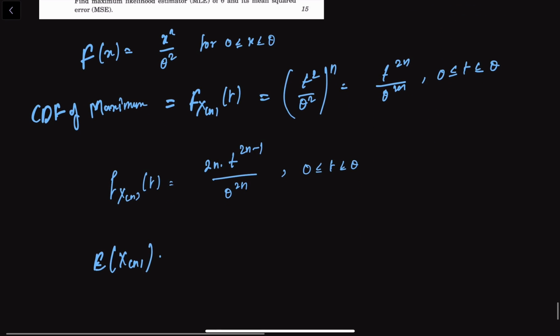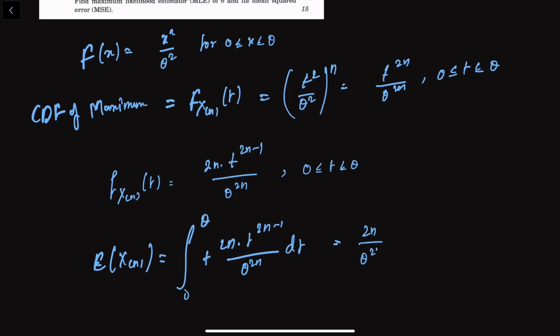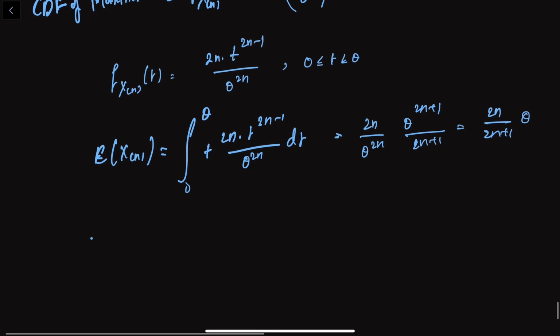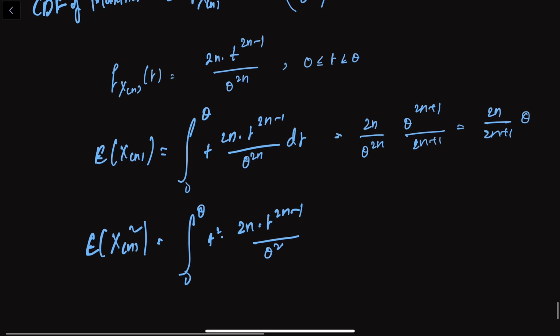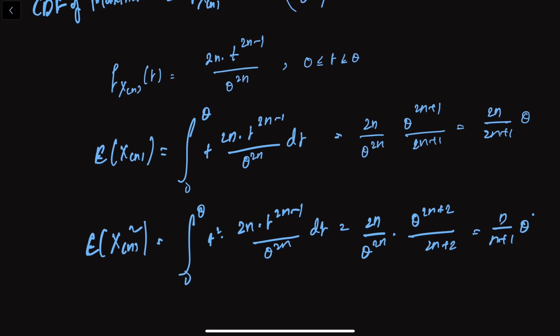So the expectation of Xn will be the integral from 0 to theta of 2n t to the power 2n minus 1 by theta to the power 2n, into t dt, which is 2n by theta to the power 2n times theta to the power 2n plus 1 by 2n plus 1, which is 2n by 2n plus 1 times theta. In a similar way, the expectation of the square is the integral from 0 to theta of t square times 2n t to the power 2n minus 1 by theta to the power 2n dt, which is 2n by theta to the power 2n into t to the power 2n plus 2 by 2n plus 2, which is n by n plus 1 into theta square.